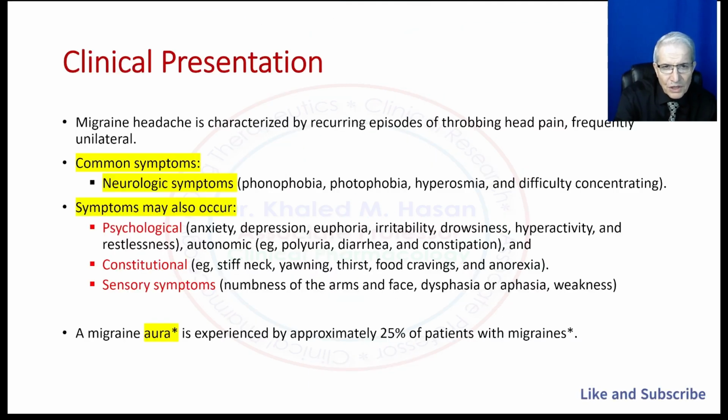Okay, the clinical presentation here: the patient may come to the clinic suffering from headache characterized by recurring episodes like throbbing pain, a frequent unilateral pain, could be half of the head. We have some neurological symptoms such as phonophobia, photophobia, hypersomnia, and difficulty concentrating. We may have other associated symptoms, such as anxiety, depression, euphoria, irritability, drowsiness, hyperactivity.